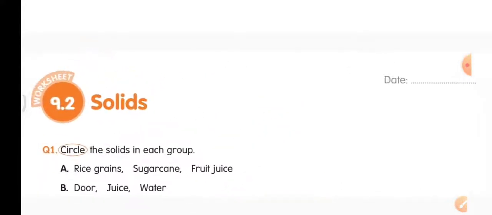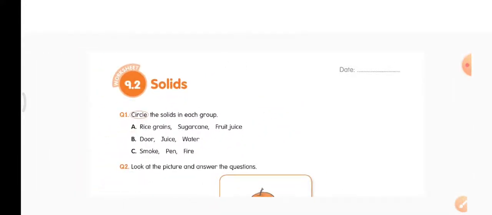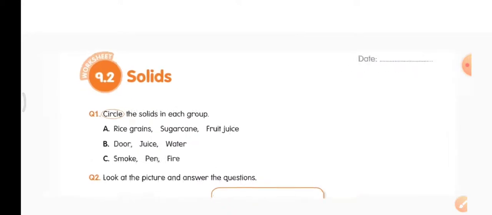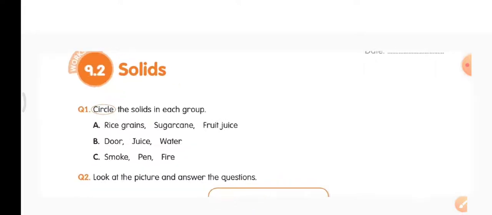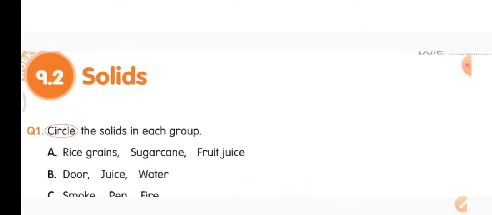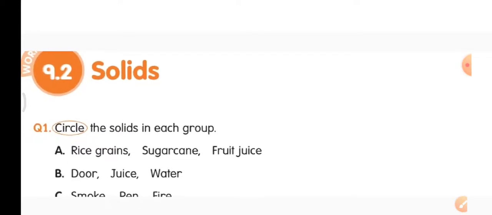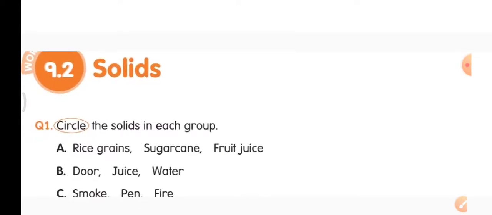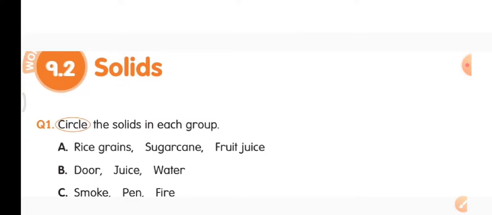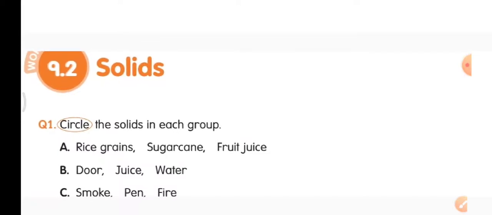Now it's time for some application. Let's find our workbook and complete worksheet 9.2. I repeat, worksheet 9.2. Please do the worksheet on your own. First question, circle the solids in each group: rice grain, sugar cane, fruit juice. So here rice grains and sugar cane are solids. We are going to circle these two names. Fruit juice, because it can flow, we can't call it a solid, it's a liquid, right?